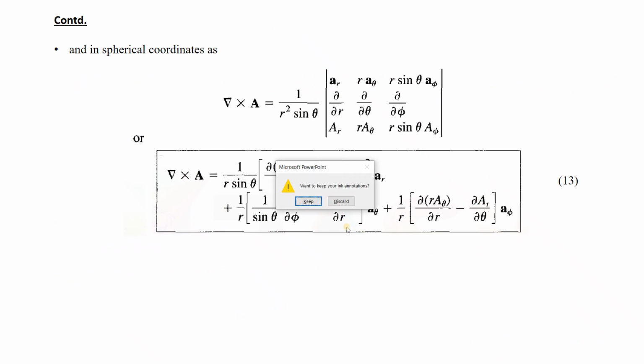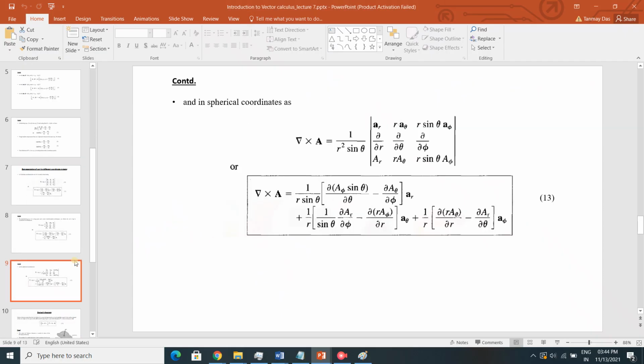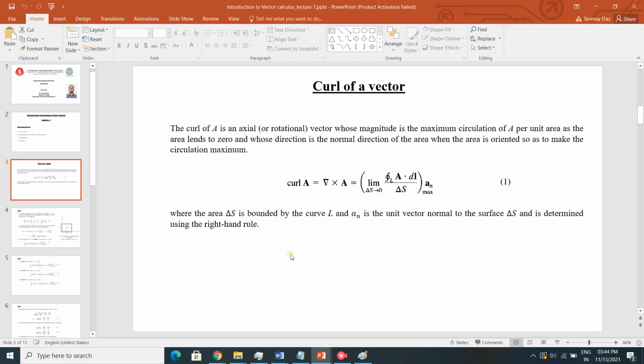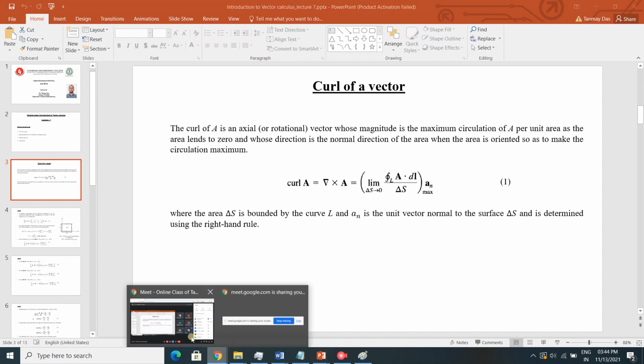So we will carry on with the Stokes theorem later on. Up to here, if you have any question, you can ask. Did you understand this curl? The curl is quite easy. If you are able to understand divergence, then the curl of a vector is also easy.